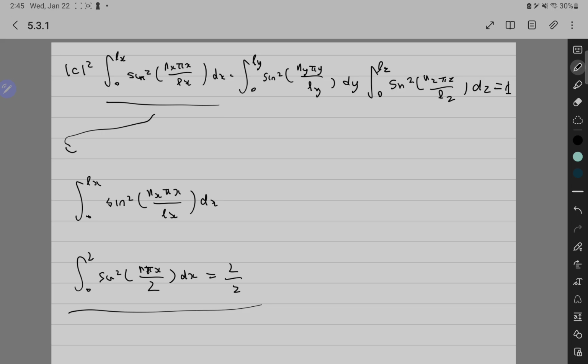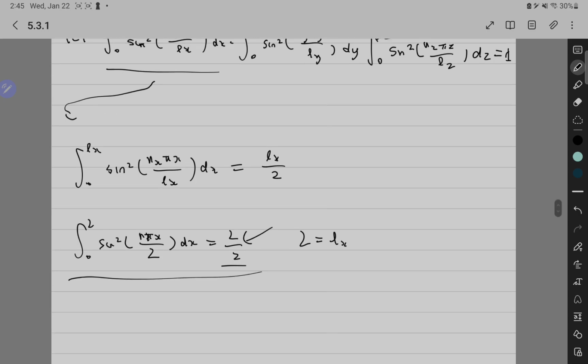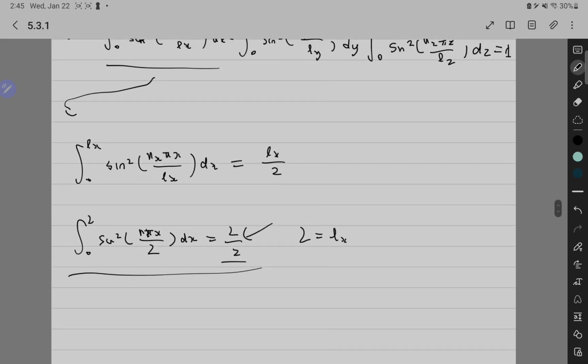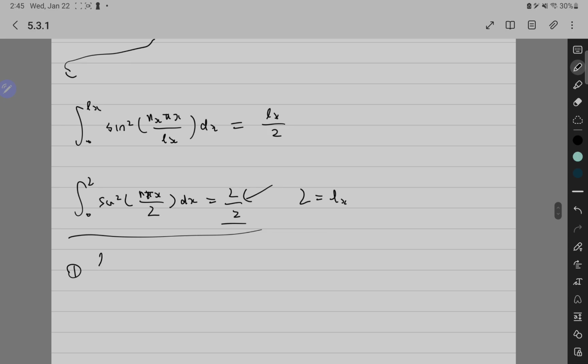So what does this result tell us? Well, this result tells us that our L is going to equal Lx in this case, and the result of this integration is just going to be Lx over 2, right? Because it's L over 2 and L is Lx. So the result for the first integral is going to be Lx over 2. Second integral is going to be Ly over 2. Third integral, Lz over 2. All follow the same logic.